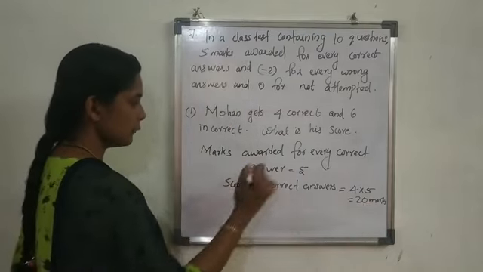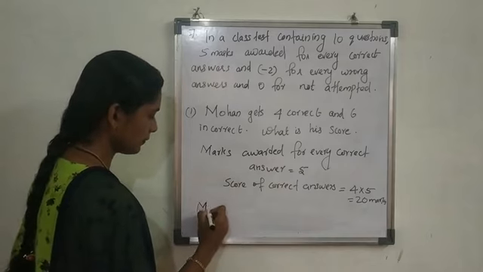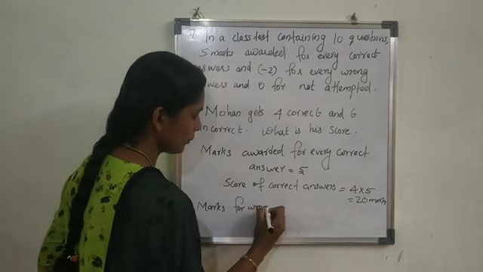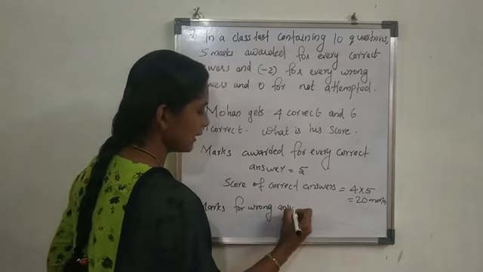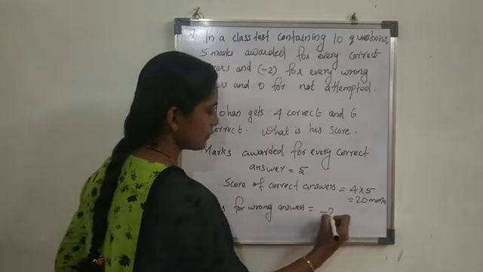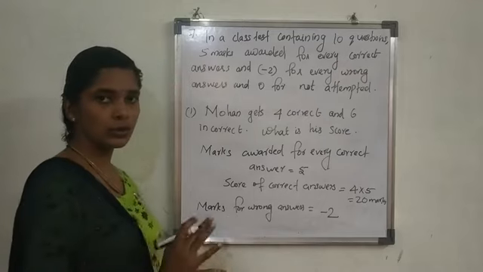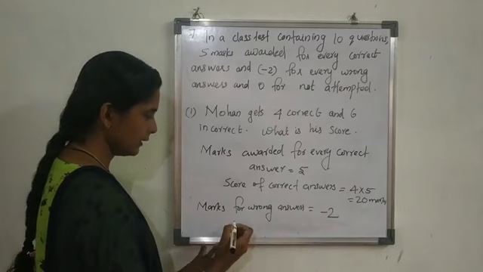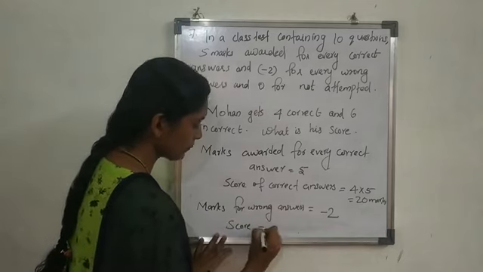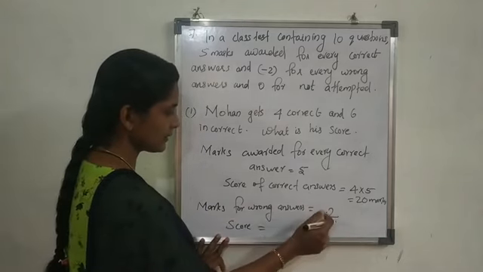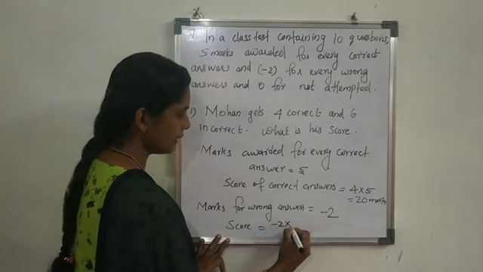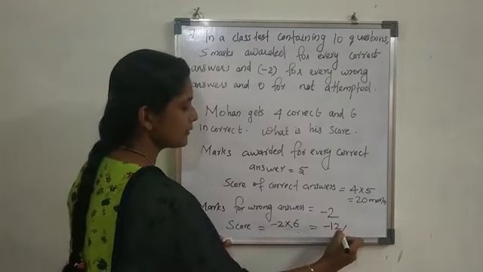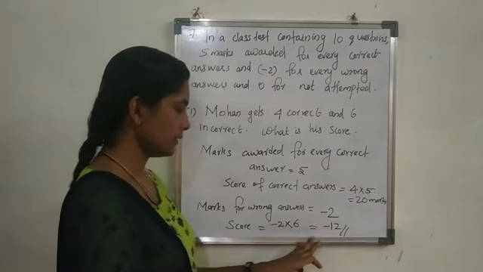Then marks awarded for every wrong answer or incorrect answer is minus 2. Minus 2 is the mark for incorrect answers or wrong answers. How many are there? 6 incorrect answers are there. Therefore the score for these incorrect answers: minus 2 is for 1, and 6 are there. Minus 2 into 6 is minus 12. This is for the wrong answers.